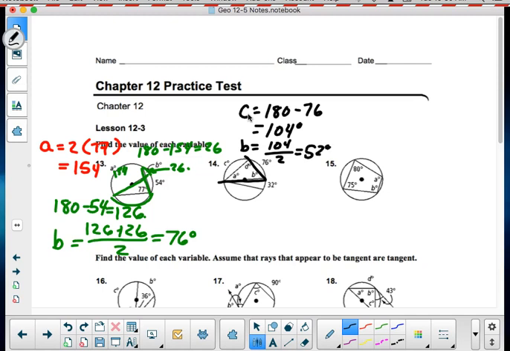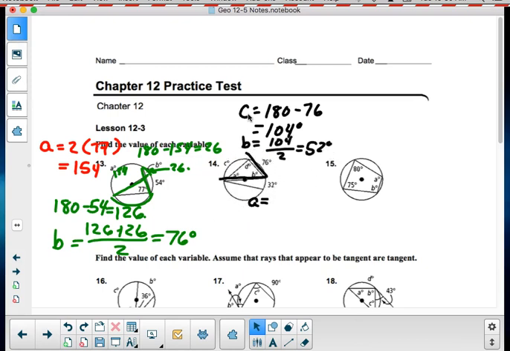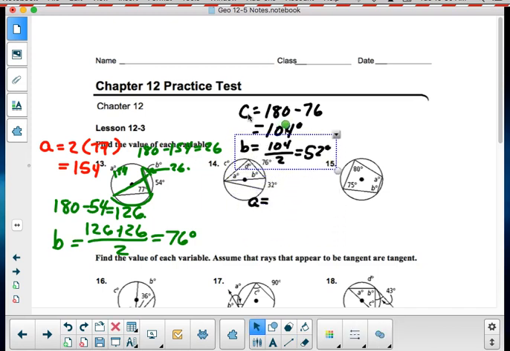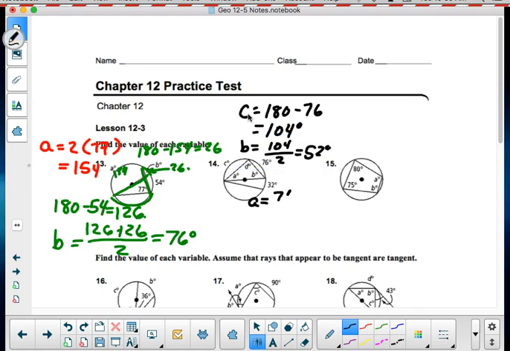Okay, the other thing, angle A is half of 76, and I want to make sure you see that. Apparently I've got to hide a few things here, so let's see what we can do about getting that up there for you. Angle A is 76 divided by 2, which is 38 degrees. Okay, so I've got 38 degrees for A.